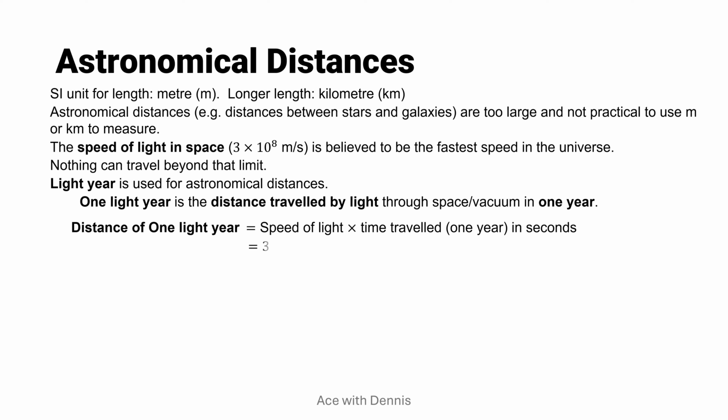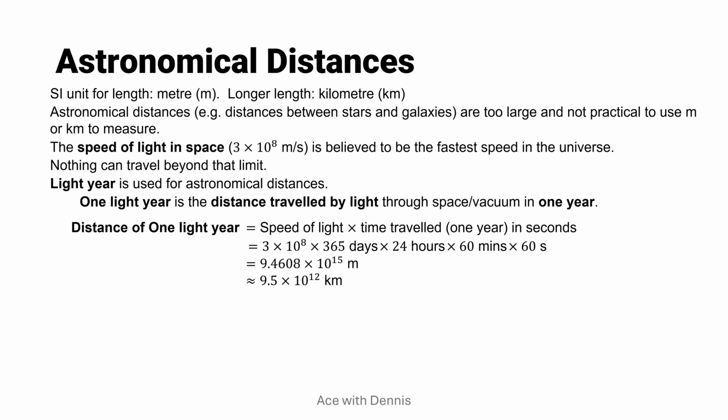So we know that the speed of light is 3 times 10 to the power 8 meters per second multiplied by 365 days a year and multiplied by 24 hours per day multiplied by 60 minutes per hour and multiplied by 60 seconds per minute. We'll get 9.4608 times 10 to the power 15 meters, or changed to kilometers, it will be about 9.5 times 10 to the power 12 kilometers.